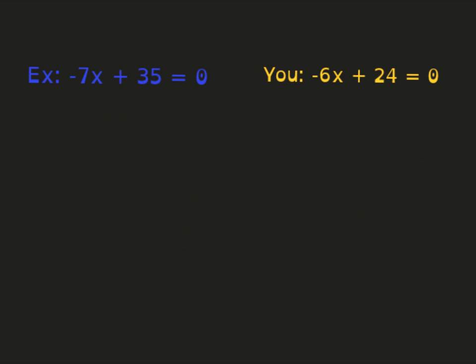Okay, here's another example that I'm going to show you, we'll work together, so you need to copy them down, and then there's one for you to do. So this first one is negative 7x plus 35 equals 0. I like to show these because sometimes people just see a 0 and think it's easier than it actually is. So I'm going to get rid of the plus 35 by doing negative 35 to both sides.